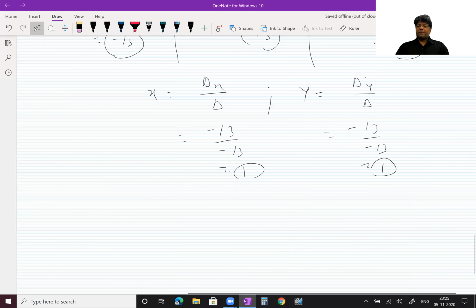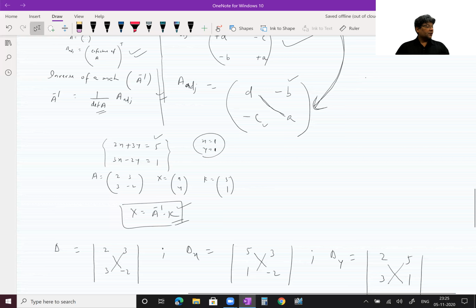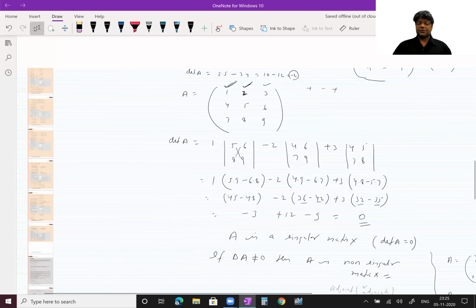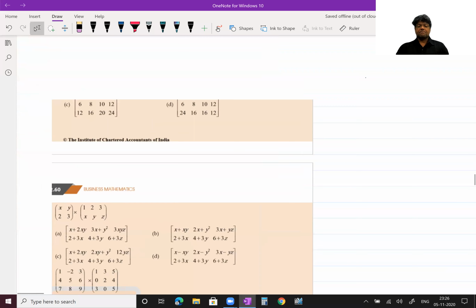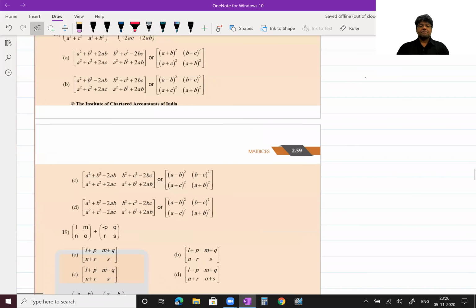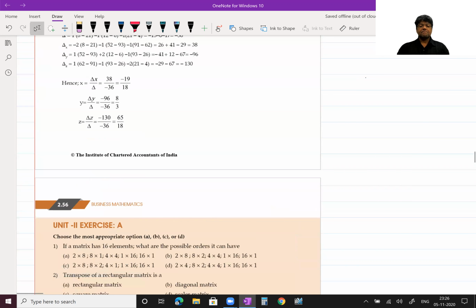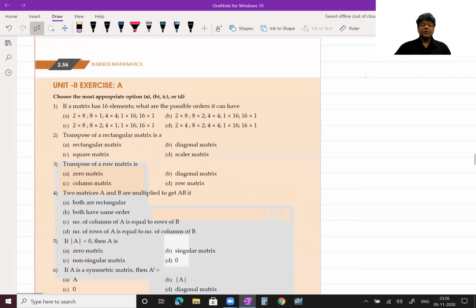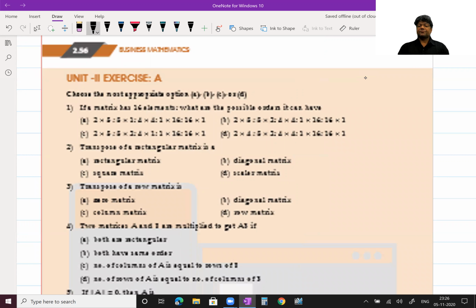Okay, guys. So all these things in matrix are over. Now, if you want to see some questions, see the questions. In a matrix, if a matrix has 16 elements, what are the possible orders it can have?